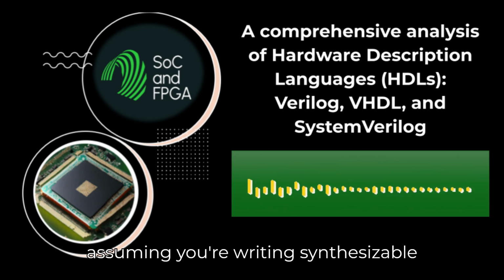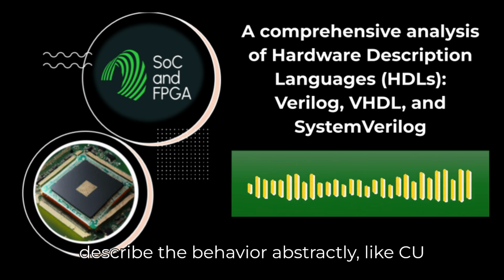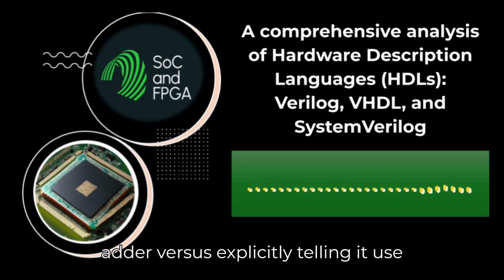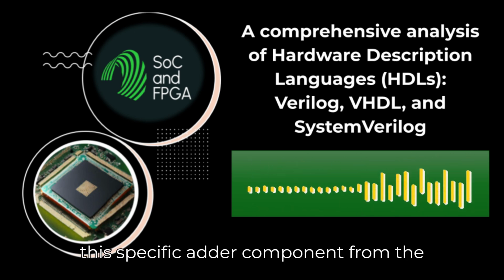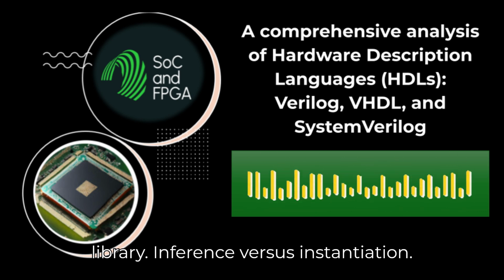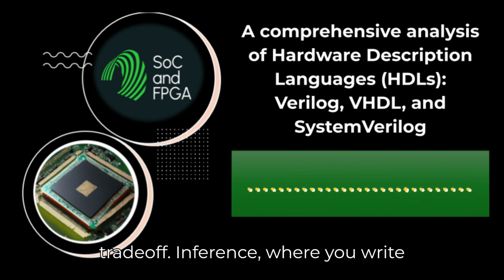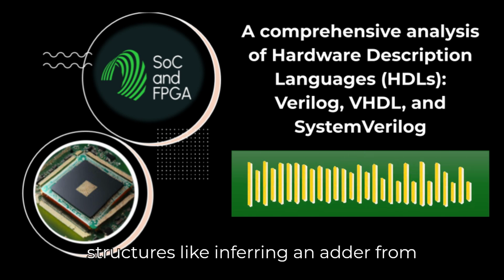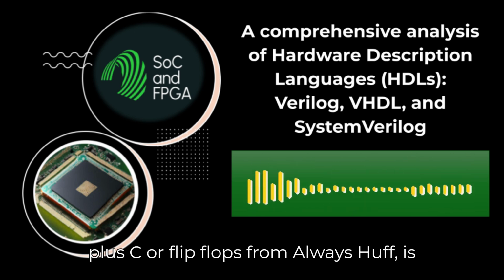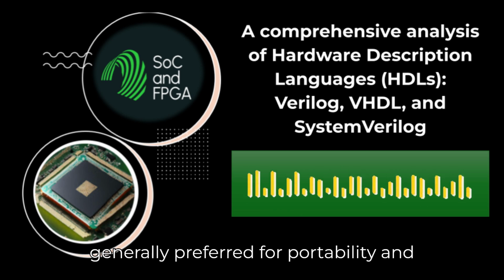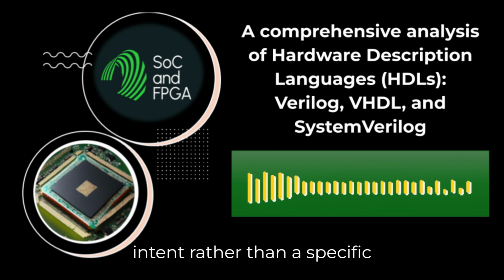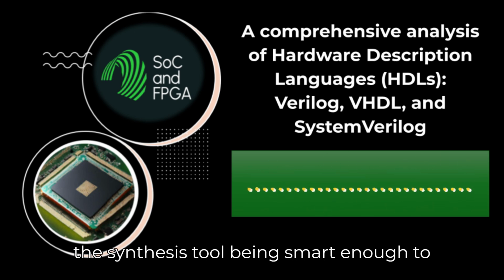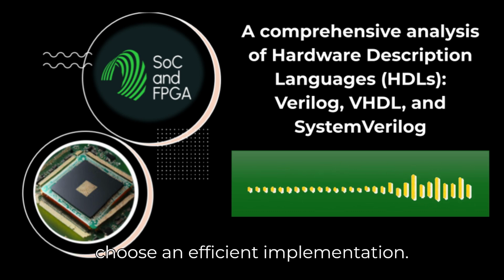Okay, so assuming you're writing synthesizable code, how do you decide whether to describe the behavior abstractly, like A plus B, and let the tool figure out the adder, versus explicitly telling it, use this specific adder component from the library? Inference versus instantiation. That's a great question, a common trade-off. Inference, where you write behavioral code and let the synthesis tool deduce the required hardware structures, like inferring an adder from A plus B or flip-flops from always_ff, is generally preferred for portability and readability. Your code describes the intent rather than a specific implementation. So it's more flexible. Yes, generally. But you are relying on the synthesis tool being smart enough to choose an efficient implementation.